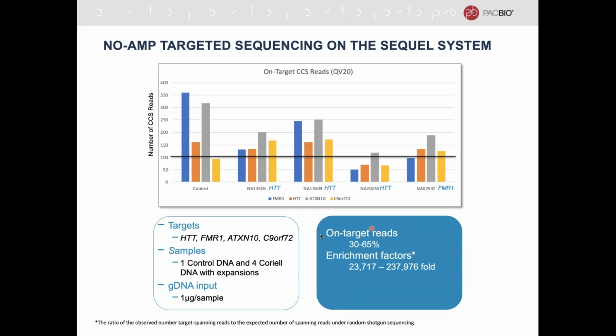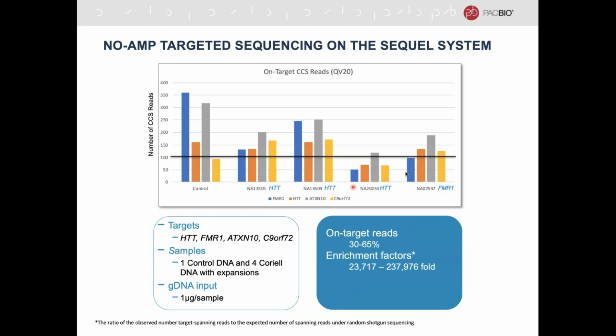And what we saw were on-target reads that ranged from 30% to 65%. And this translates into enrichment factors of almost 24,000 to 237,000 fold. So if you look at this run, again, if you want to look at mosaicism, it's 50 molecules per allele. So you have 2 alleles, so that's 100 molecules total. For most of these samples, you could very comfortably call the mosaicism.